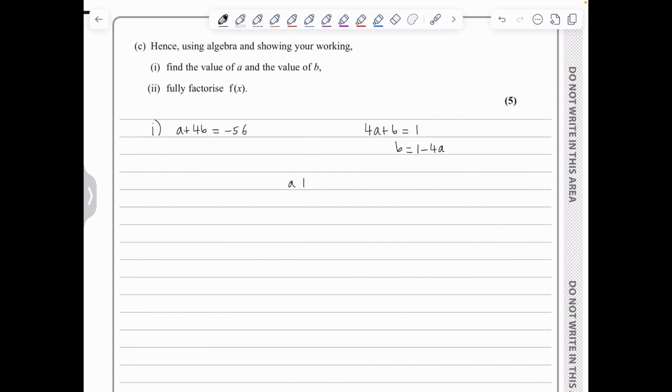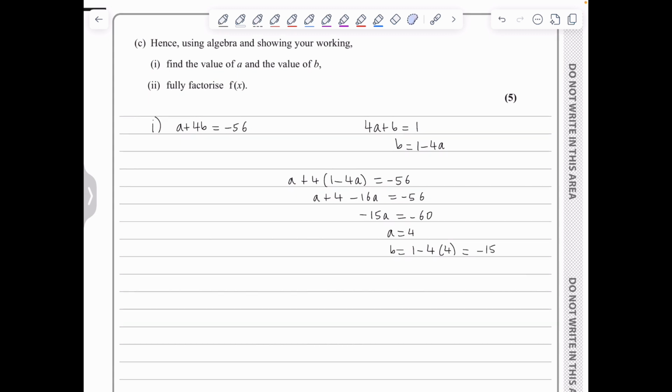So I've got a plus 4 times 1 minus 4a is equal to negative 56, leading to a plus 4 minus 16a is negative 56. So minus 15a is minus 60, which means that a is 4, and b is 1 minus 4 times 4, which gives an answer of negative 15.